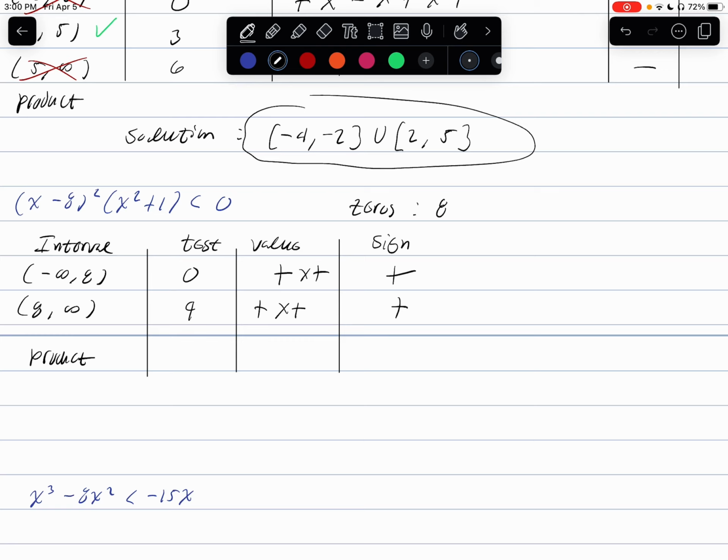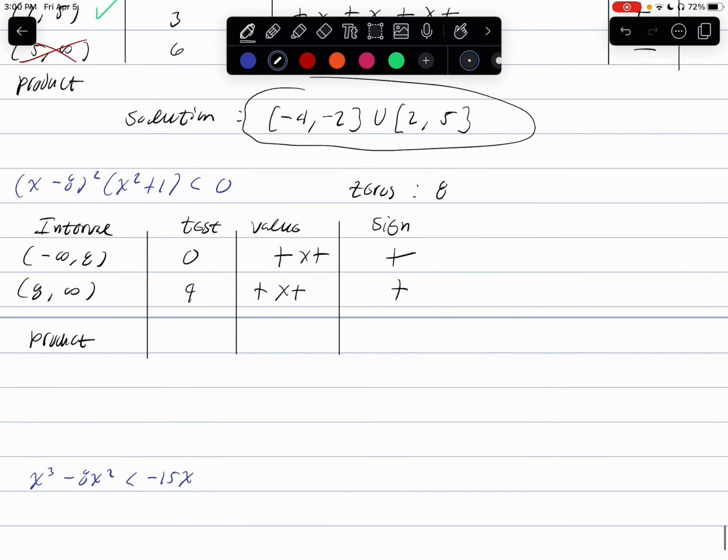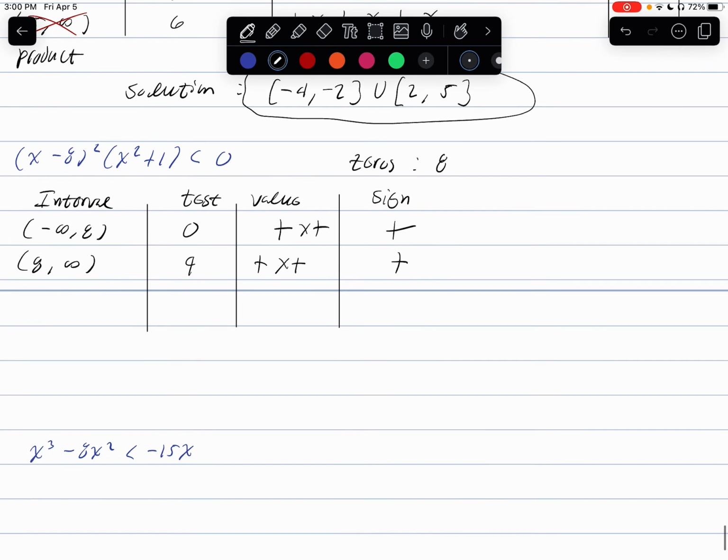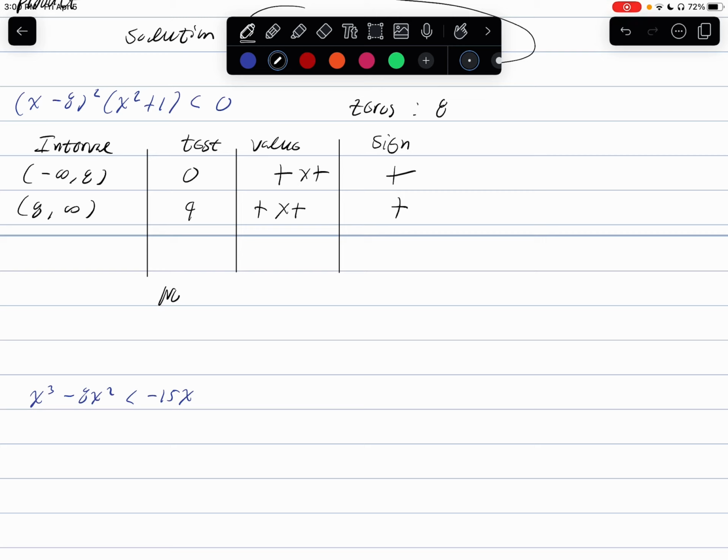And this is an interesting situation because we want to find the intervals that make this less than 0, and we know that the behavior is going to be the same in terms of positive and negative, at least, on -infinity to 8 and from 8 to infinity. So we have sort of an issue here, right? The issue is that it's never going to be negative, and therefore we're going to say that there is no solution. If it's never going to be negative, then we have to say there is no solution.